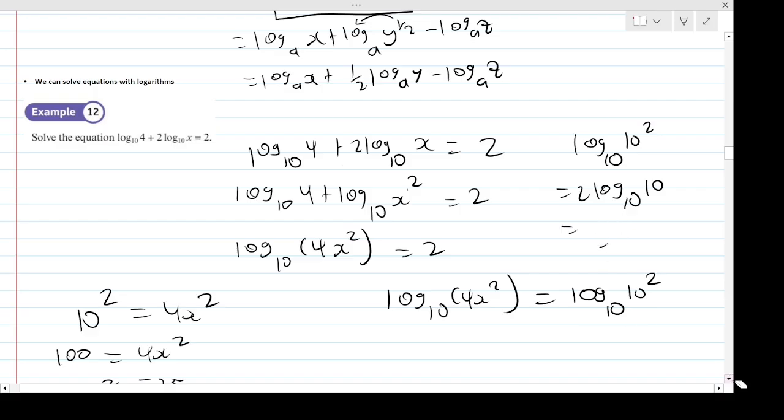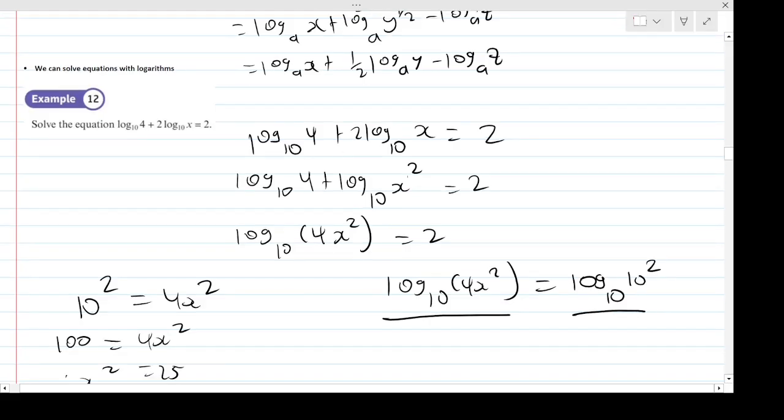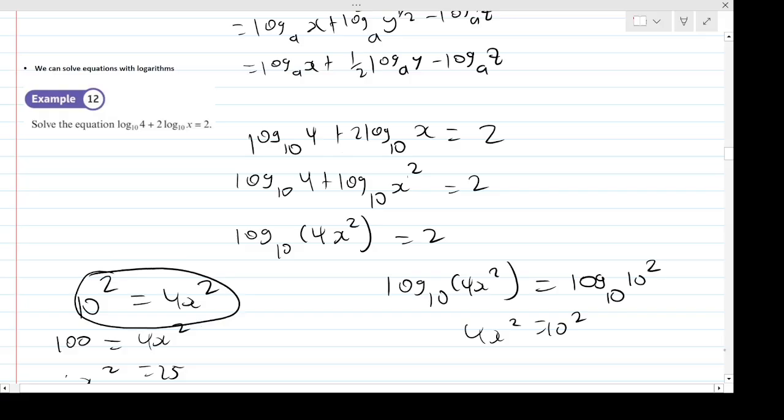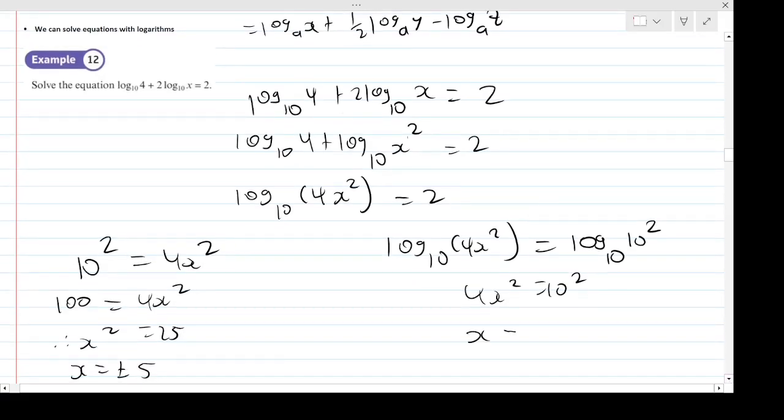Now at that point I've got 2 logs on either side. So what I can do at this point is say that, because the bases are the same, the only thing different are the inputs. So I can say the inputs are the same, so I can equate the inputs. The 4x squared is 10 squared. Well, at that point, that's just what we got that way. And then obviously you'd get the same roots, x is plus or minus 5. Okay. So you can do either or. So you can convert this into an exponential like I've done here.